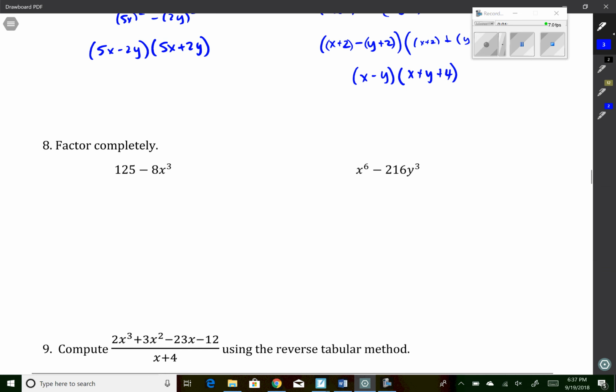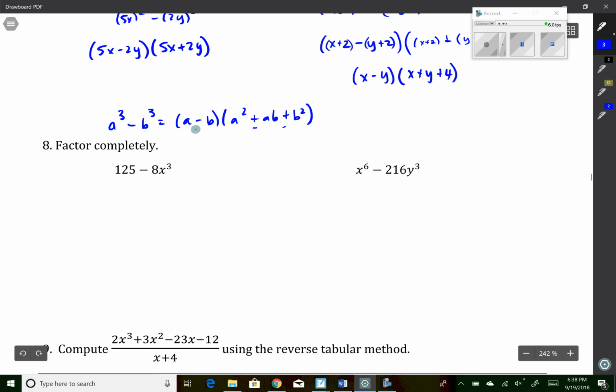For number 8, I have difference of two cubes. So this was a rule that we went over in class. The rule said that anything cubed minus anything cubed is the same thing as a minus b, a squared plus ab plus b squared. Now, looking at this rule, there's a couple things to notice. So in this rule, we have the same sign as the expression we're trying to factor is the first sign. Then we have the opposite sign here, and then we have always positive here. So those are our three signs. Then the pattern or the rule is the same every time.